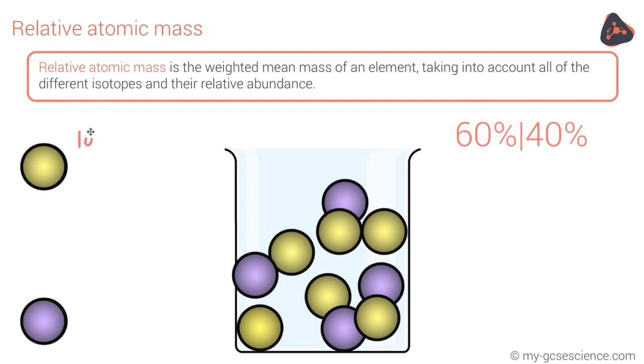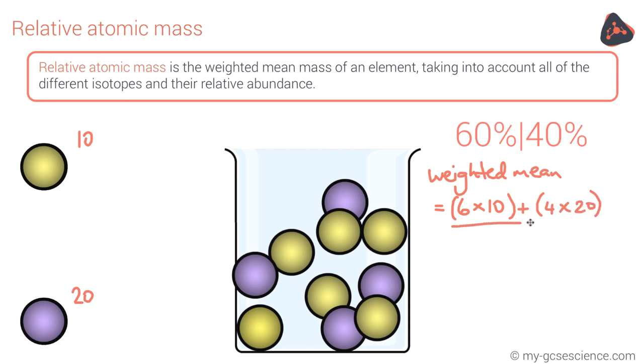Remember, yellow has a mass of 10 and purple has a mass of 20. So, if we want to find the average mass of all of the different atoms in that beaker or in that sample, we need to take a weighted mean, and this just means that we take into account the yellow ones more than the purple because we have more of them. So, using the simple example of the atoms in the beaker, 6 have a mass of 10, so 6 times 10, and 4 have a mass of 20, so 4 times 20. The total is 10 atoms, so we divide it by 10. That gives us a weighted mean of 14.